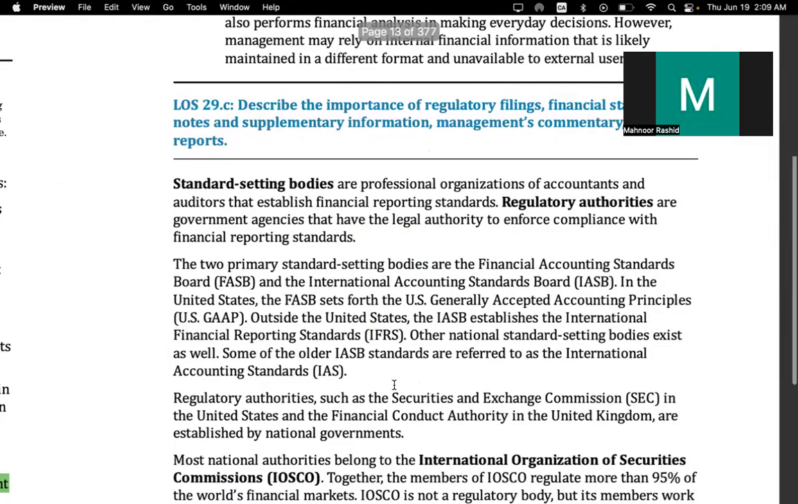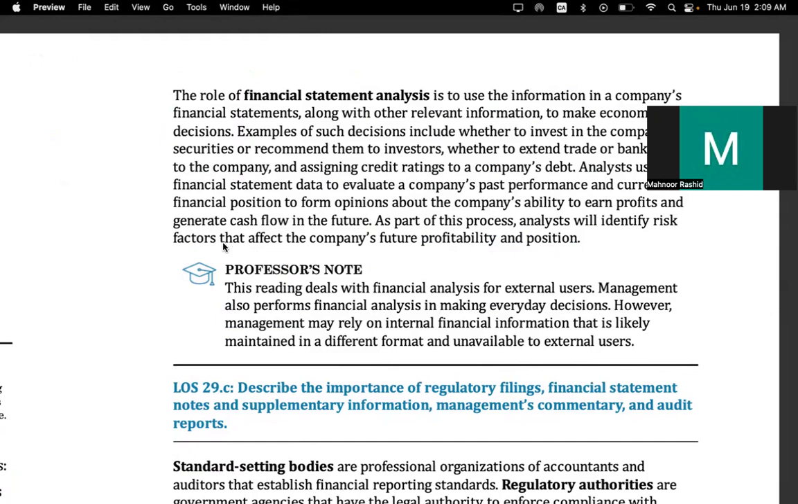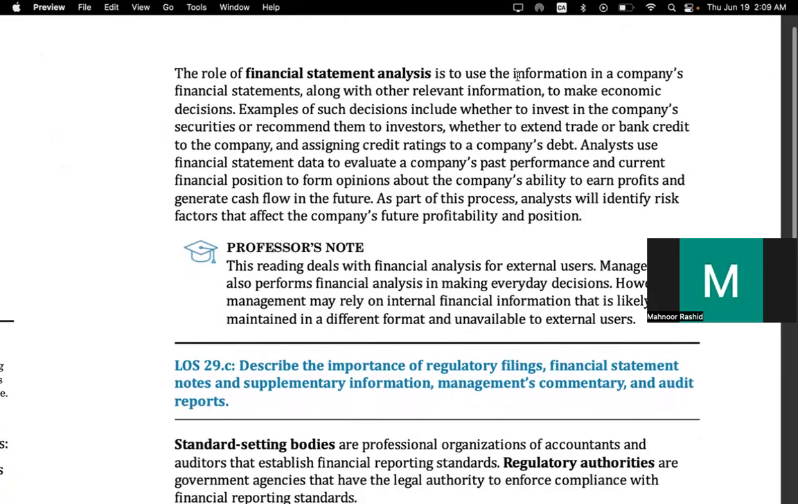And then analysis is to use the information. So the information that you were showing in reporting, you have to use that information in the company's financial statements along with other relevant information to make economic decisions. So examples of such decisions include, should we invest in the company's securities or recommend them to investors, whether to extend trade or bank credit to the company, and then assigning credit ratings to the company's debt.